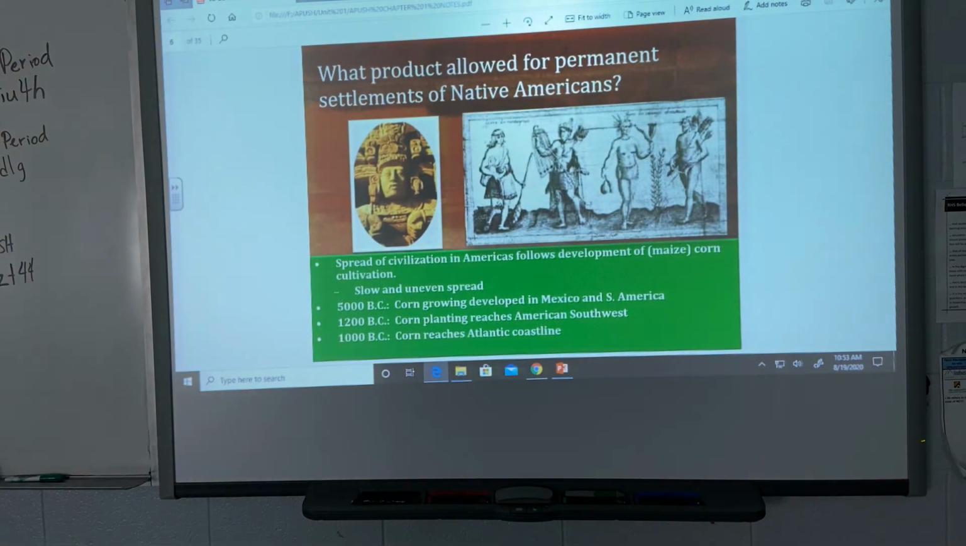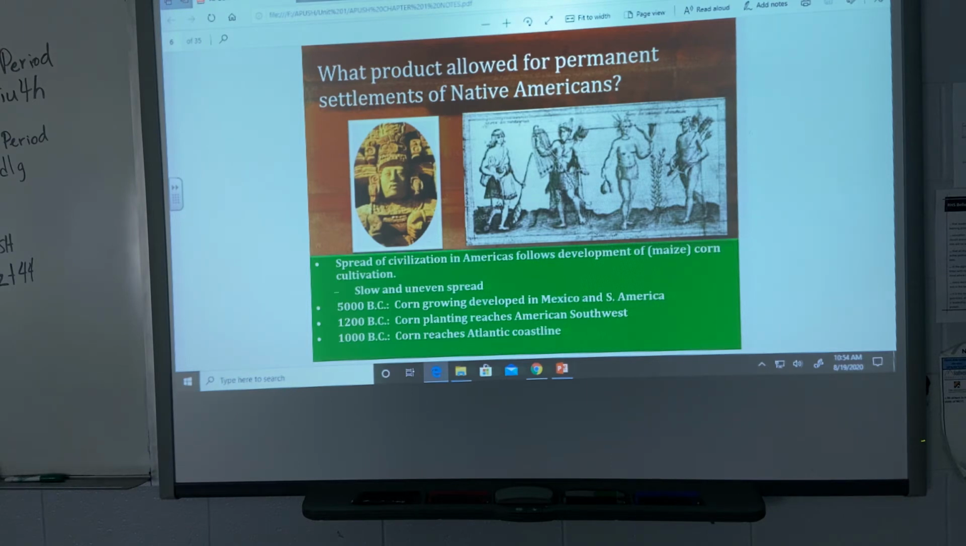What product allowed for permanent settlements for Native Americans? All right, one big thing found in all of these particular tribes is the development of corn, or what we refer to as maize, around 5000 BC in Mexico, and it was very revolutionary. Revolutionary in that people didn't have to be hunter-gatherers. They could settle down and be farmers. This fact gave rise to towns and then cities. Corn arrived in the present-day United States around 1200 BC.